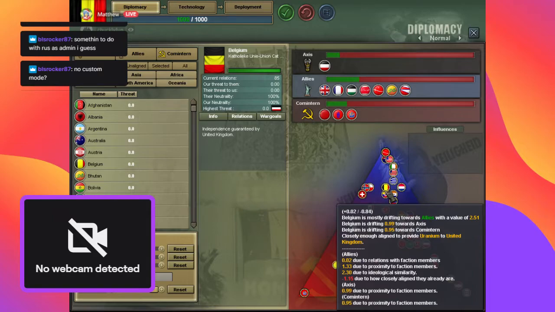I'm not sure if you can see it now, but I'm hovering my cursor over Belgium, and it brings up where I'm drifting to, and it says I'm mostly drifting to the Allies, and it explains why. Part of it is because I'm close to France, for example, and the other reason is our ideology. There are also relationships to faction members, but it's small. You have to mess around with trade and do little bits of trade to increase that, but I don't mess around with that.